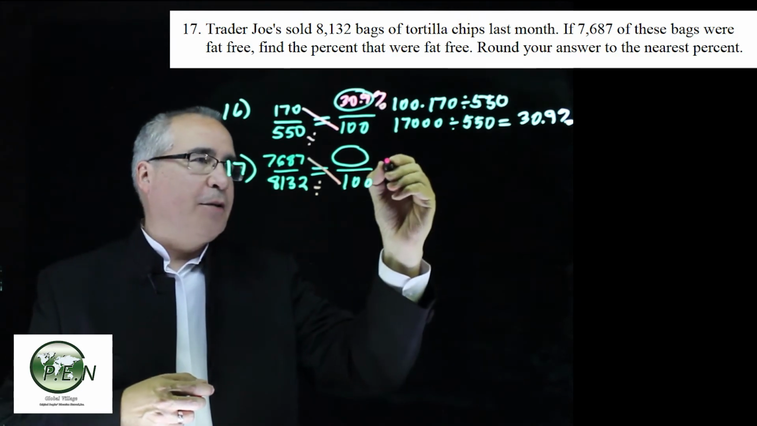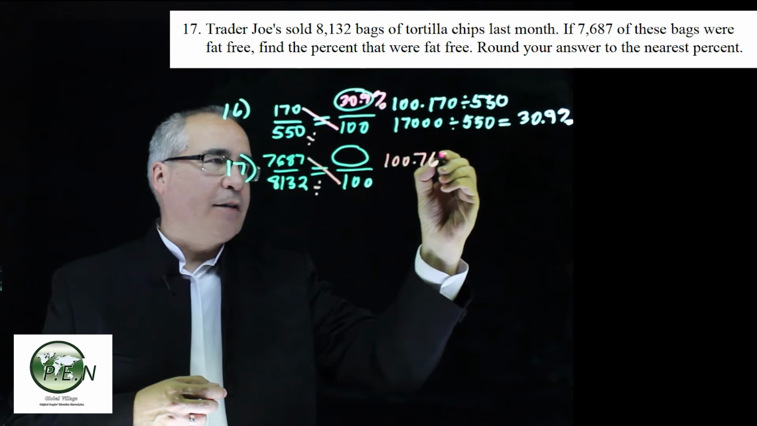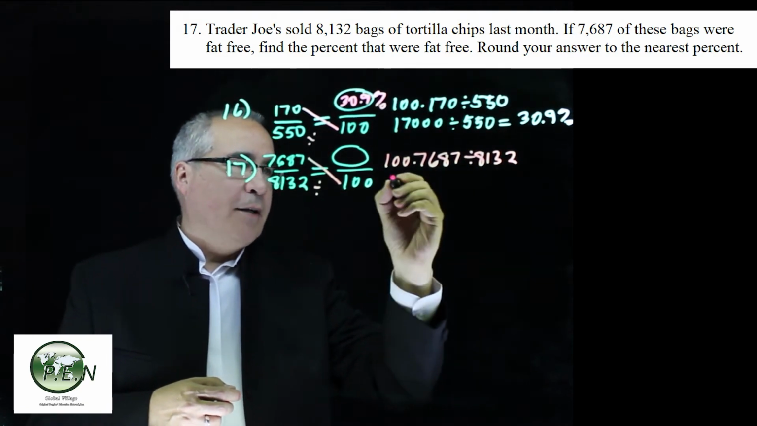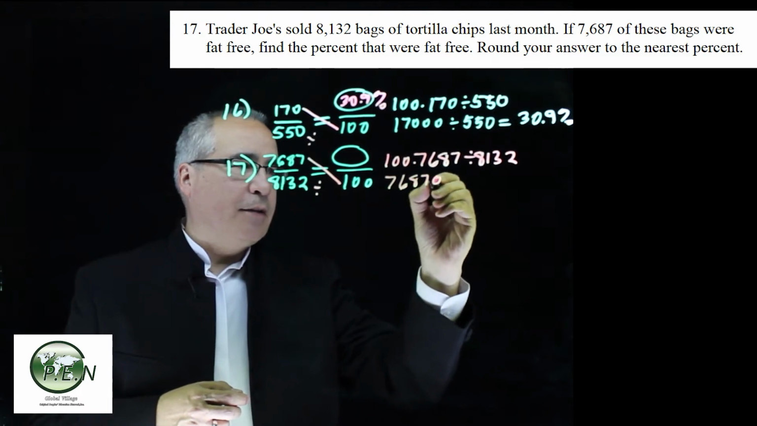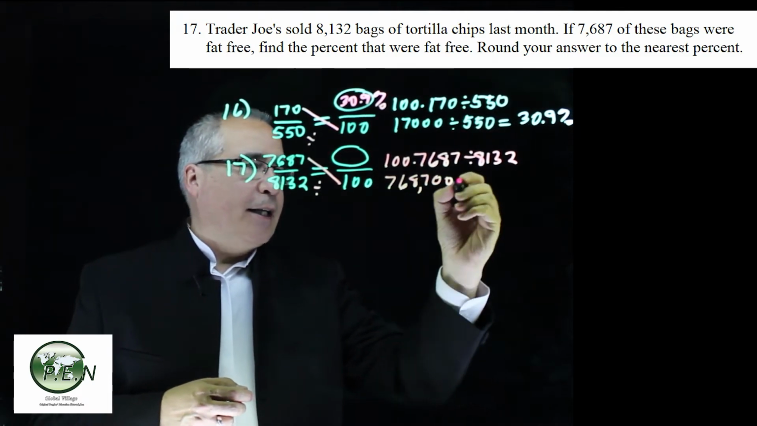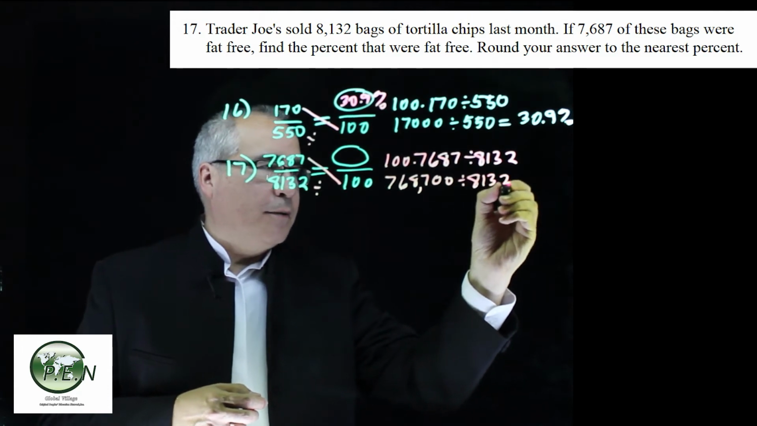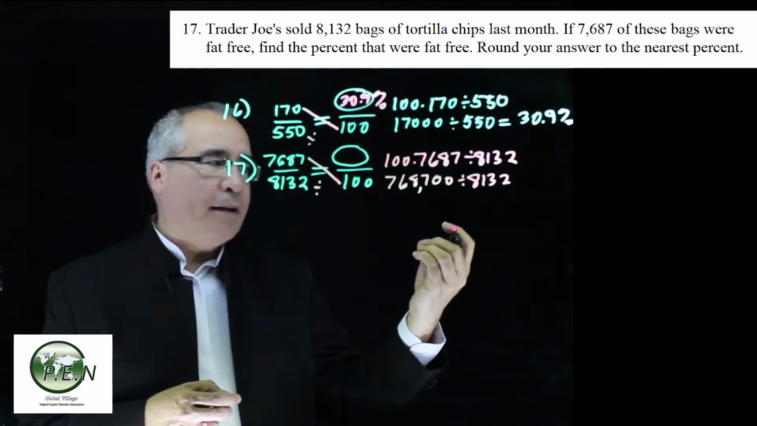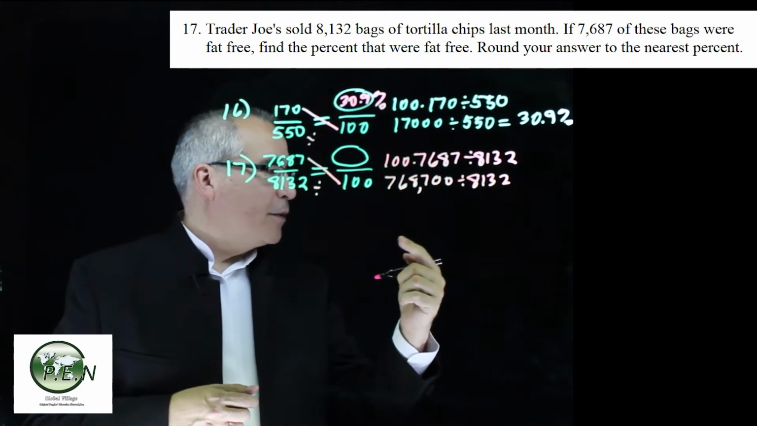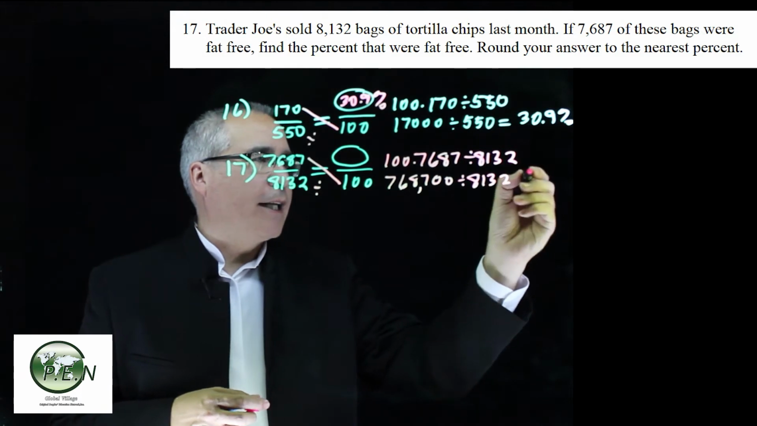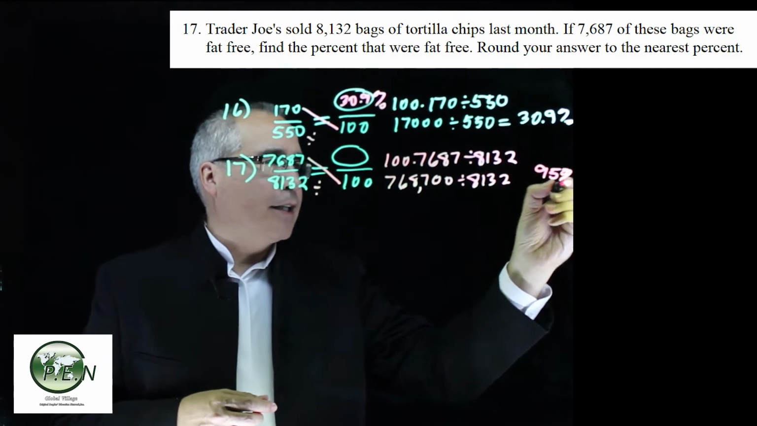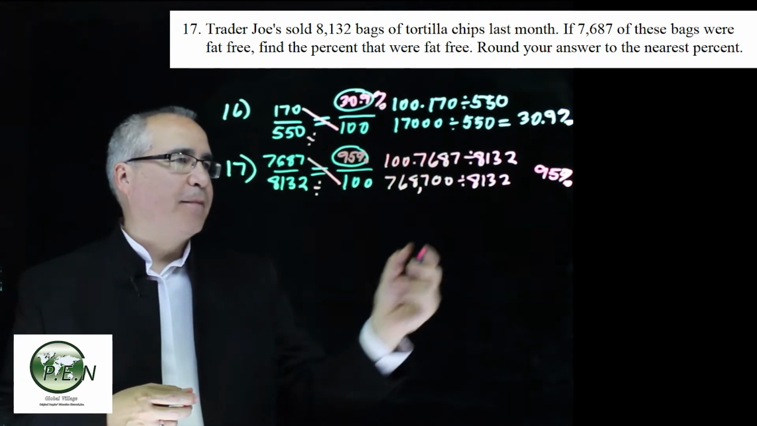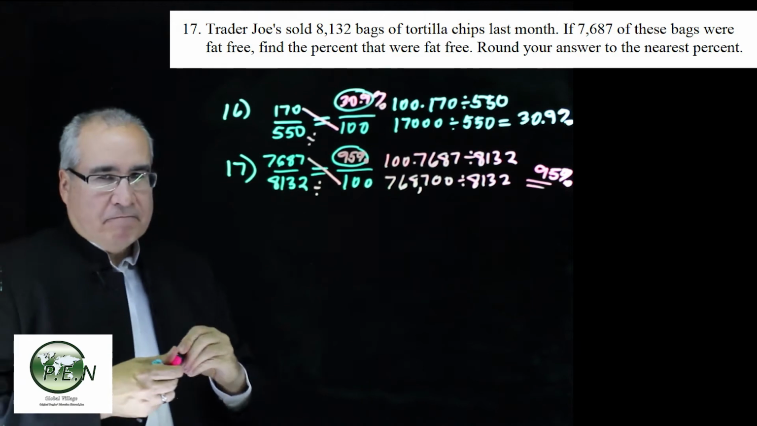So we'll go ahead and go with 100 times 7687 divided by 8132. We get 768,700 divided by 8132, and we plug that in the calculator. We get 94.5, but they want it rounded to the nearest percent, so we're going to put that as 95%. 95% is our answer. Okay. Fat-free.